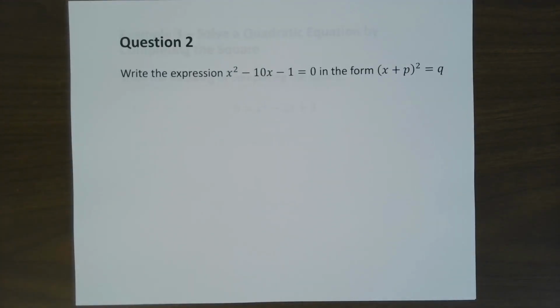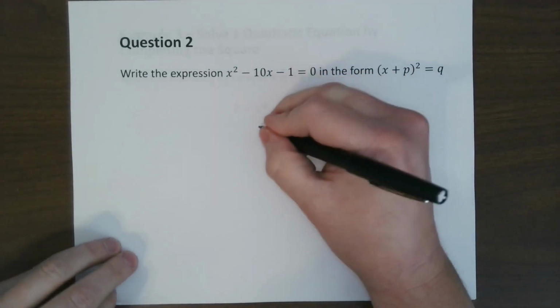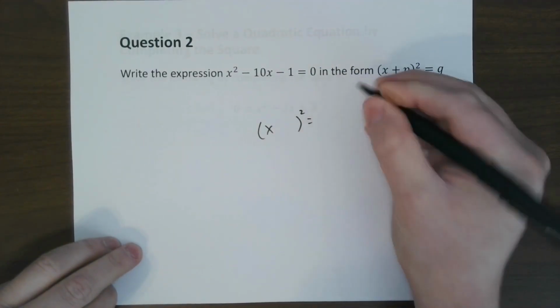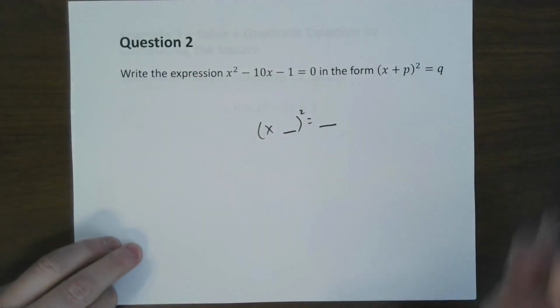Go ahead and try this problem. With this problem, your answer should be x with some number here squared equals something. So something here and something here. That's how your answer should be.